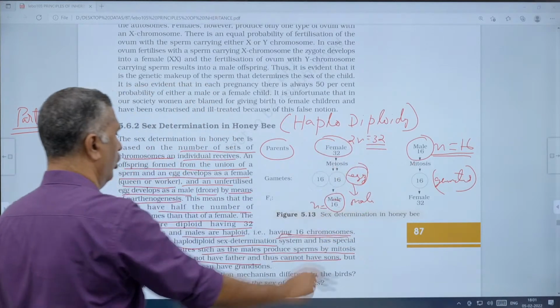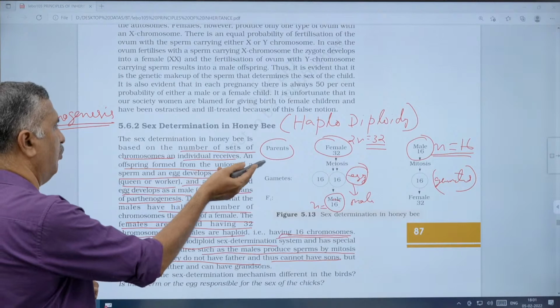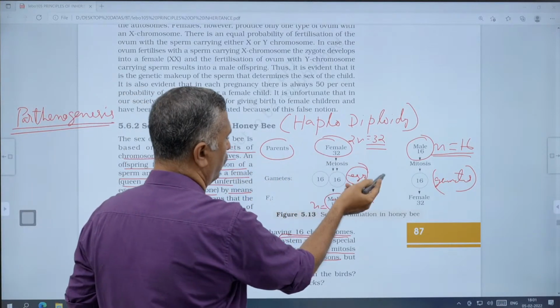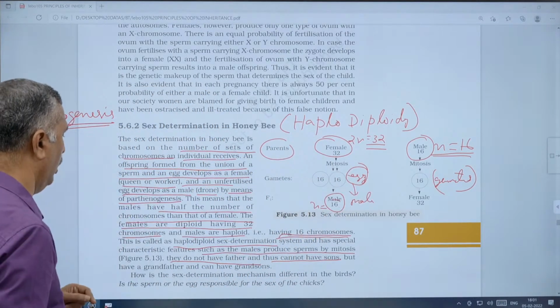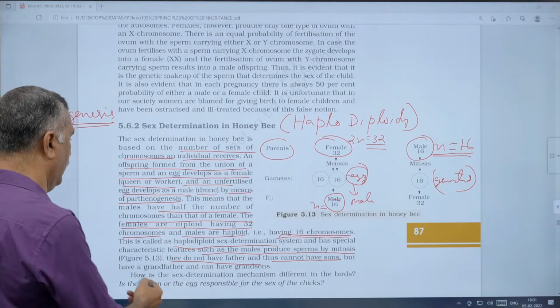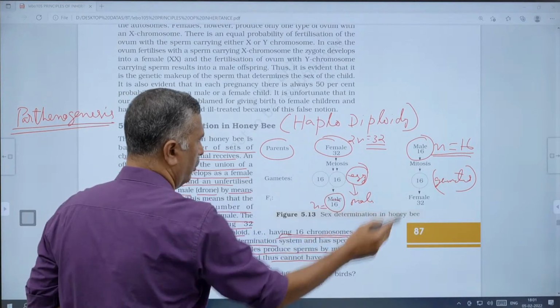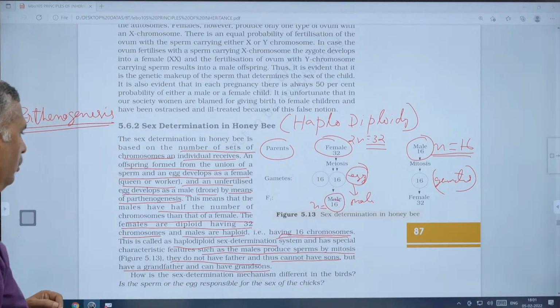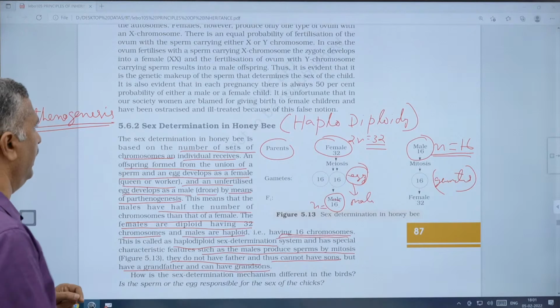There will be no father and no sons, but they have a grandfather, because the females are produced when both male and female gametes fuse together. So there will be a grandfather and grandsons. The son will be a grandson. This is the sex determination in honeybees.